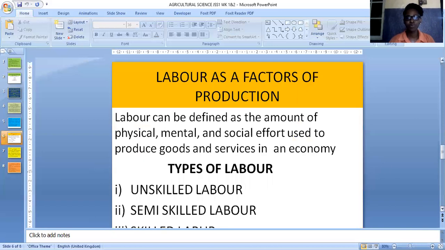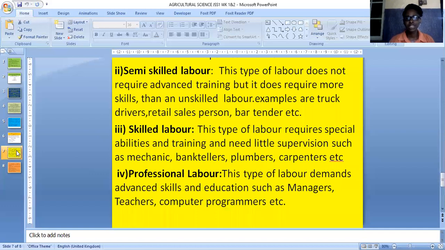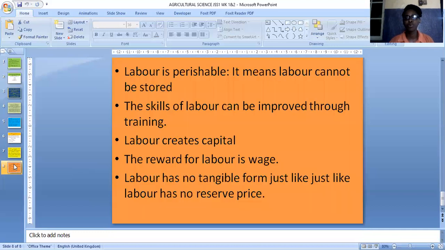So we also have the professional labor. This type of labor demands advanced skills and education, such as the managers, the teachers, the computer programmers. I come again. This type of labor demands advanced skills and education, such as the manager, the teachers, the computer programmers. We have the types of labor: the unskilled labor, the semi-skilled labor, the skilled labor, and we have professional what? Labor.